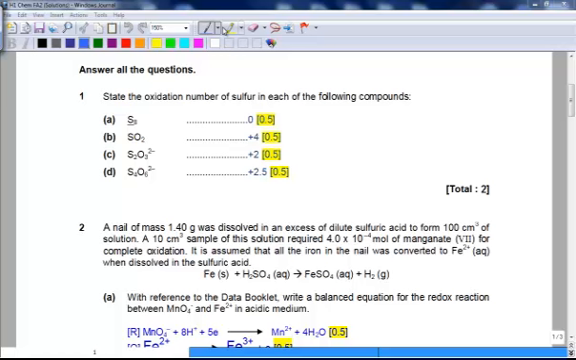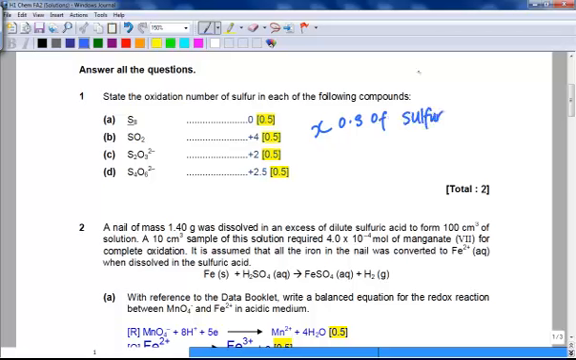Hi, good morning everybody. Let's take a look at question 1 of the H1 Chem FA. For the first question, I think I don't need to go through with all of you how to do it. You just need to assign X for the oxidation state of sulfur, and then you work out accordingly.